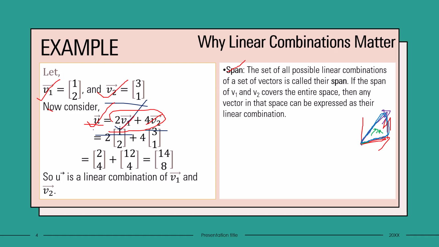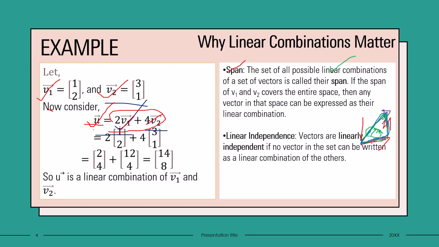Now V1 lies on one edge of the space, V2 lies on the other edge, so the resultant lies on the third edge, right? What is happening? V1 and V2 along with the resultant have covered the entire space. So all the vectors lying inside this space can be written as a linear combination of these two vectors V1 and V2. So this is known as span. The set of all possible linear combinations of a set of vectors is called their span. I hope it's clear.